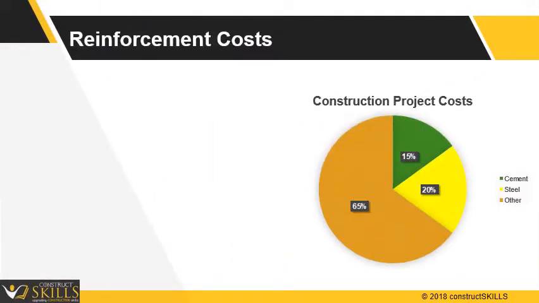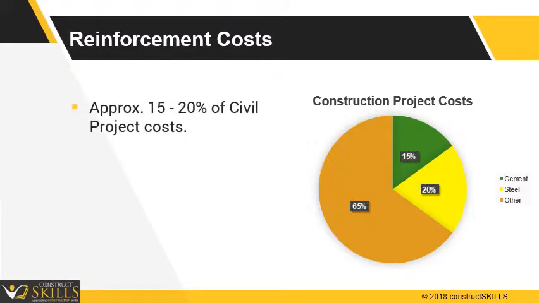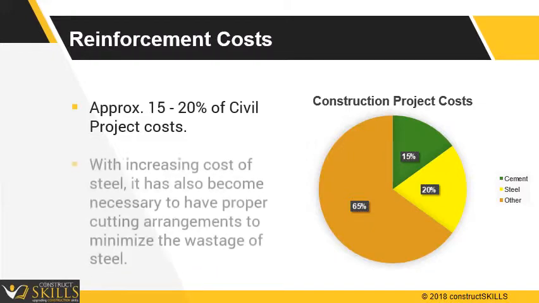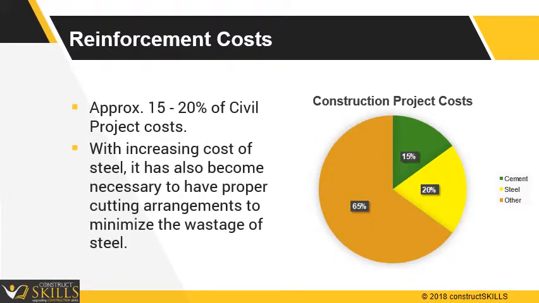Reinforcement is one of the most expensive items on a construction project. It is approximately 15 to 20% of civil construction costs. With the increasing cost of steel, it has also become necessary to have proper cutting arrangements to minimize the wastage of steel.